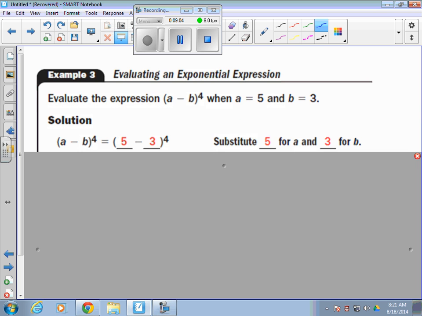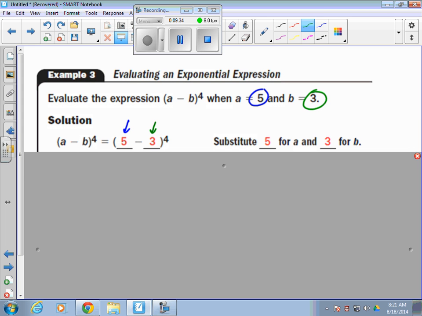Okay. Example number 3 is evaluating an exponential expression. Evaluate a minus b to the fourth when a is 5 and b is 3. So you're doing it just like the last one, except you're substituting the values in 2 different spots. You're substituting one of them in for a, 5, and you're substituting one of them in for b, 3. Notice the minus doesn't change. You're just leaving a minus in place. You're just plugging in or substituting in 5 for a, 3 for b.